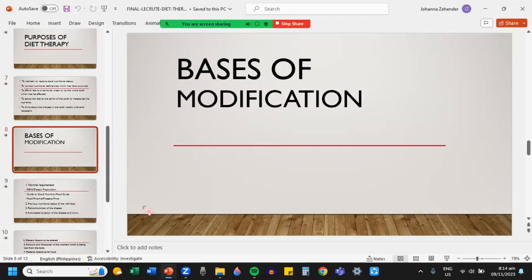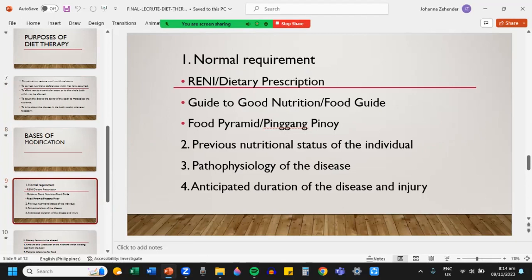Okay, so next part, let's go to the basis for modification. For the normal requirement, we have the RENI or the dietary prescription.